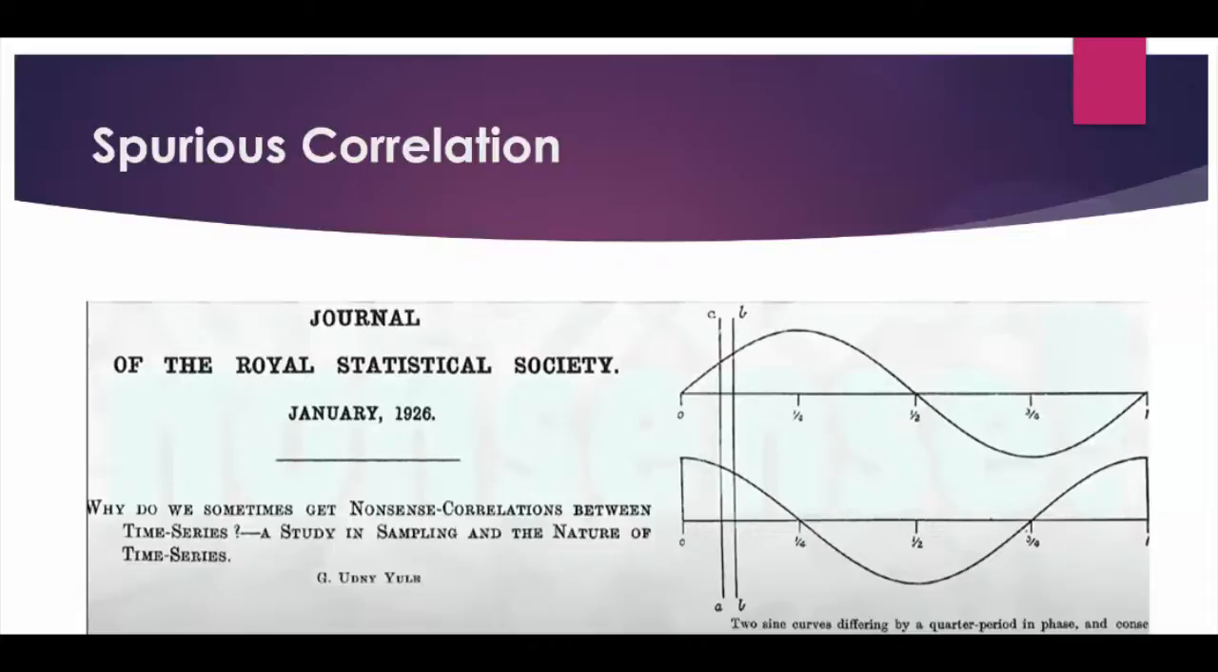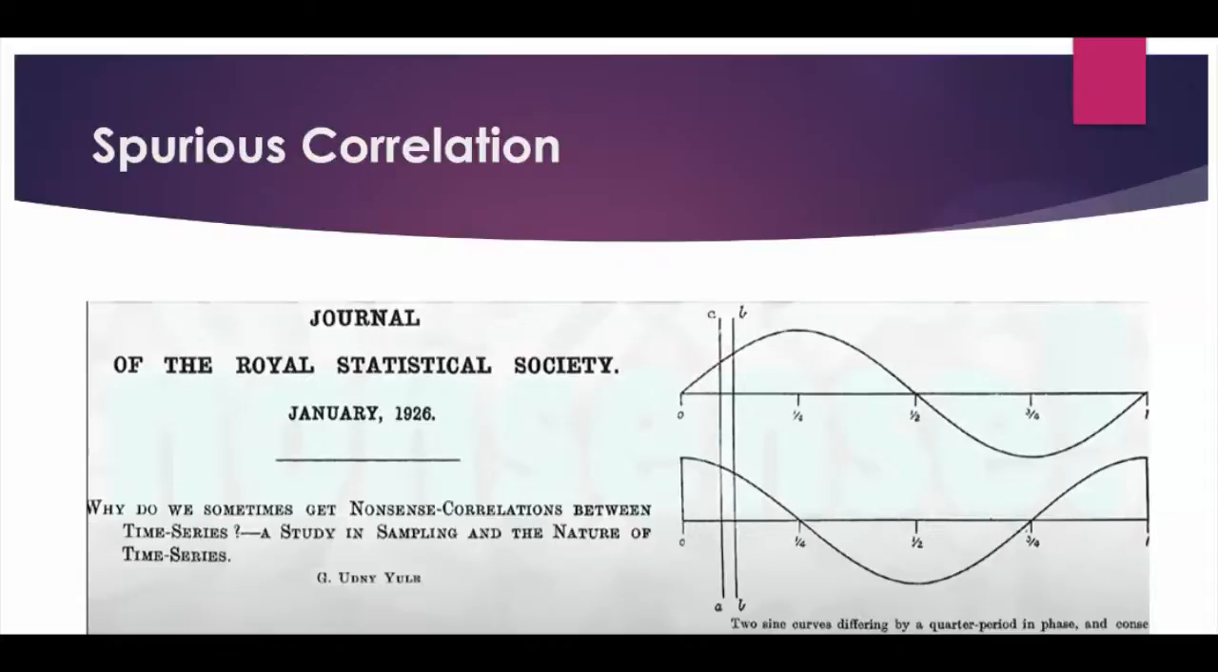Then this concept of spurious correlation is always there, which says that mathematically you are getting very good correlation, but physically they do not have any relationship. Like if you have two data sets, one is the birth rate of monkeys and one is the birth rate of donkeys. Another concept was given: two sine curves differing by a quarter period in phase are uncorrelated when the correlation is taken over a whole period.